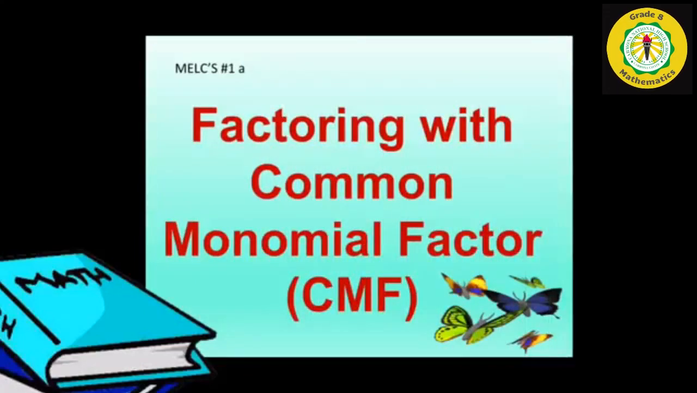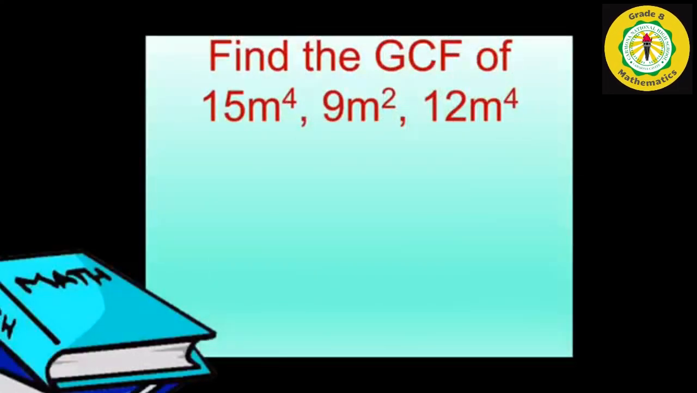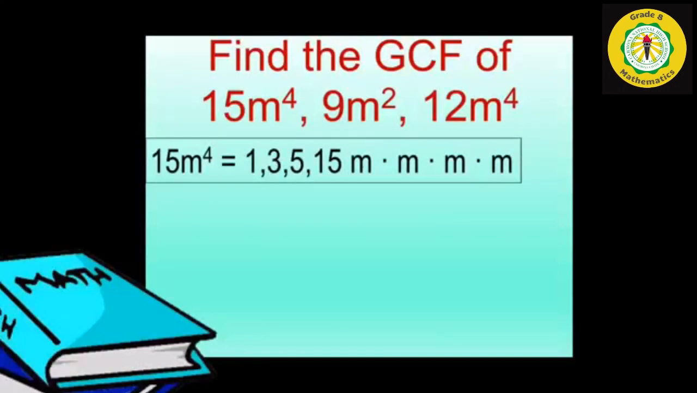So the first type of factoring that we will discuss is factoring with common monomial factor. Find the GCF of 15m raised to the 4th power, 9m squared, and 12m raised to the 4th power. Let's have a review first on how to get a GCF. To find the GCF of a set of numbers, we need to list all the factors of each number. But how about a variable raised to an exponent? A variable raised to an exponent means that the variable is multiplied by itself.